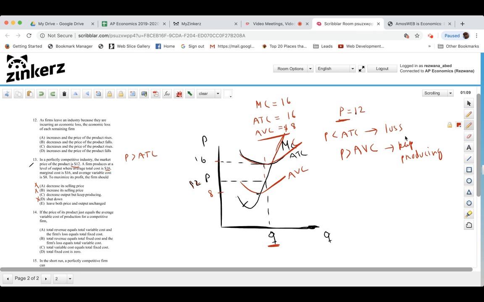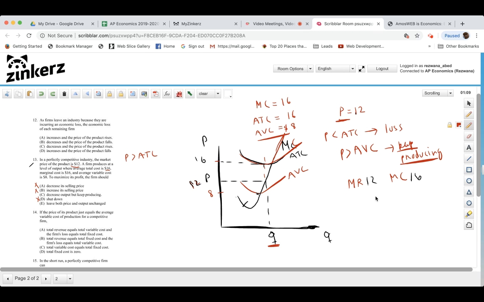Exactly. So here, what else do we know? We know that they should keep producing, but what is happening with our marginal revenue and our marginal cost? Which is bigger? Marginal revenue and marginal cost. So how much is your marginal revenue? The marginal cost is bigger. Yeah, this is 12. Marginal cost is 16.